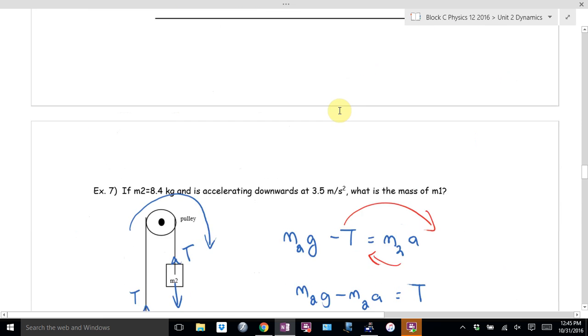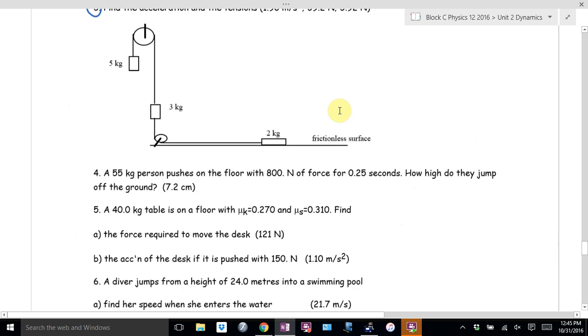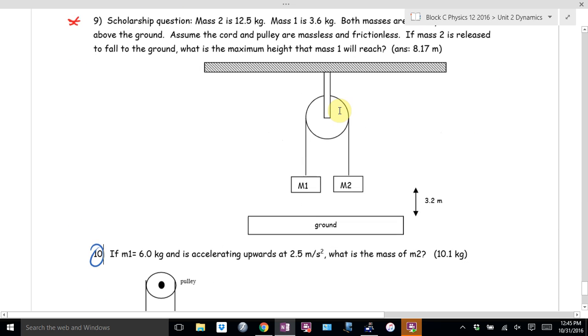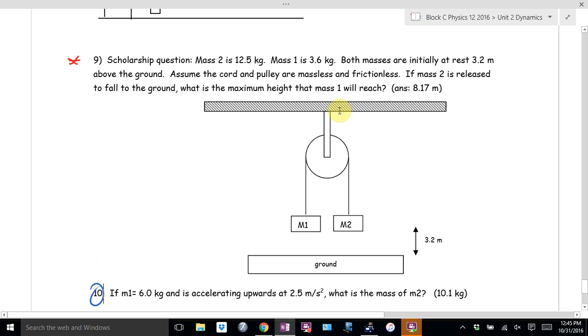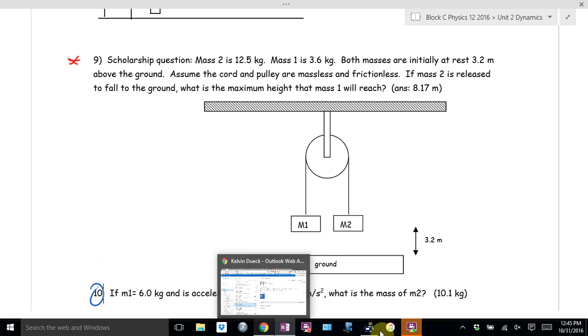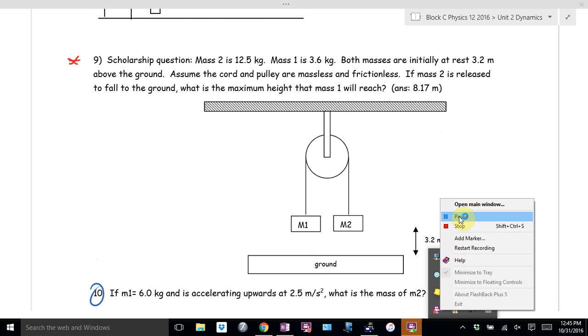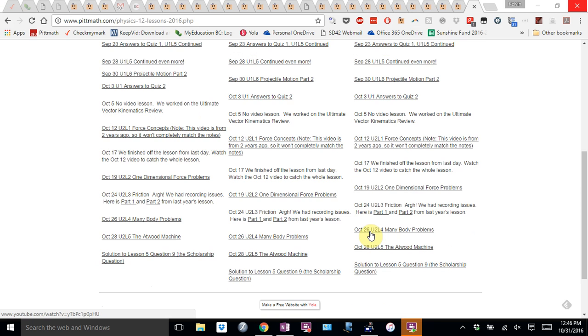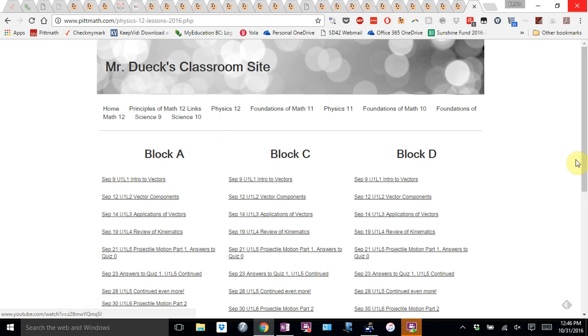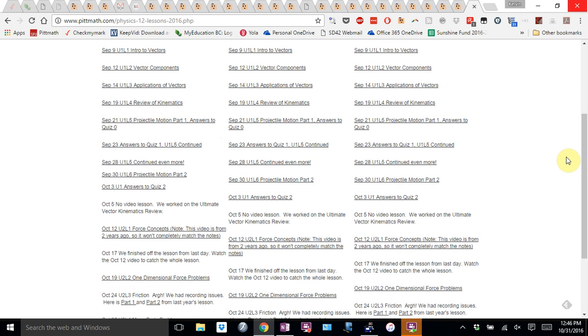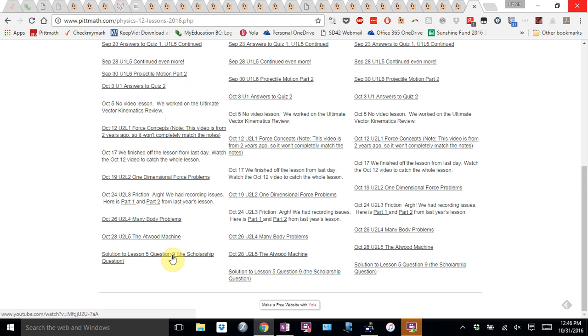I gave you some questions to try. One of the questions that I made optional was this scholarship one. If you go to pitmath.com, pause. You go to pitmath.com, click on Physics 12, and then go to where the lessons are. So under block A, you guys have seen this page, I hope. Under block A, C, and D, the very, very bottom, I've put a full YouTube solution to number 9 if you want to look at it.